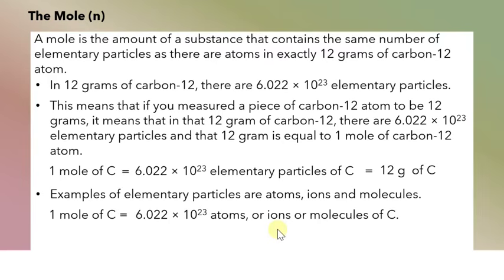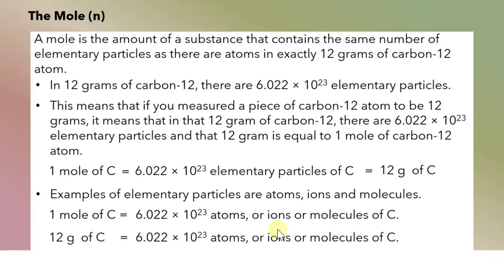You can say it has 6.022 times 10 to the power 23. Or if they ask you to say how many molecules of carbon are there, you can say there are 6.022 times 10 to the power 23 molecules of carbon. In a similar manner, if you have 12 grams of carbon, it also has 6.022 times 10 to the power 23 atoms or ions or molecules of carbon.